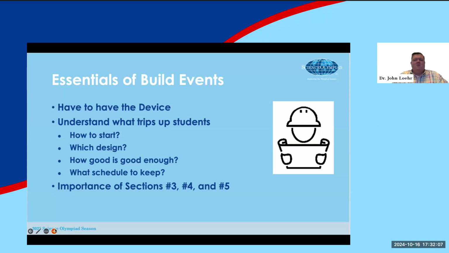So in a build event, the 2 big places to pay attention to obviously are A, what you have to build and what you can use, and B, under what conditions it's going to be tested. How much time, what can you do between tests, all those things.